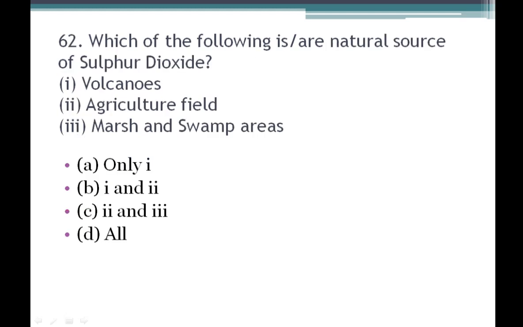Question number 62. Which of the following is or are natural source of sulphur dioxide? Number 1, volcanoes. Number 2, agriculture field. Number 3, marsh and swamp areas. The correct answer is option A, only one, that is volcanoes.